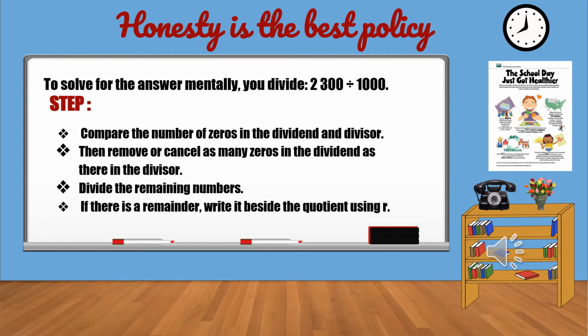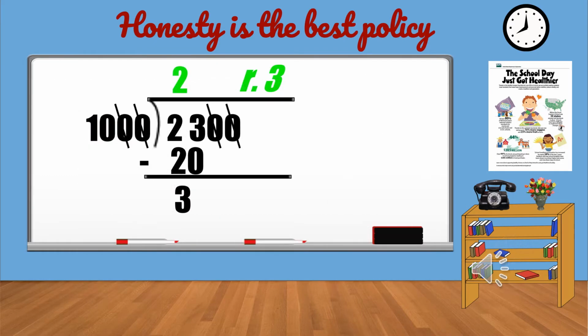Okay, step. First, compare the number of zeros in the dividend and the divisor. Then, remove or cancel as many zeros in the dividend as there in the divisor. And next, divide the remaining numbers. Then last, if there is a remainder, write it beside the quotient using R. Okay, let us solve the problem. 1,000 divide 2,300. First, compare the zeros in the dividend and the divisor.